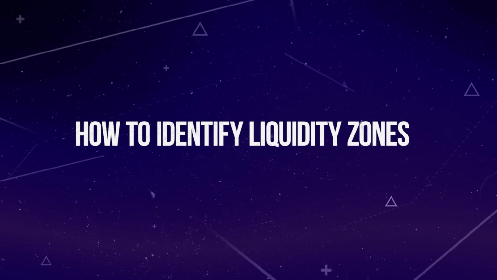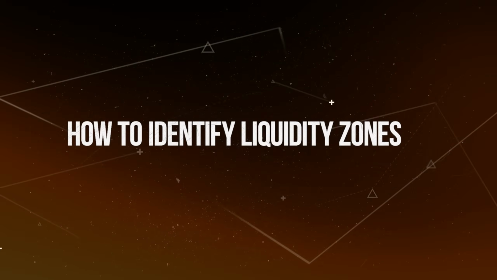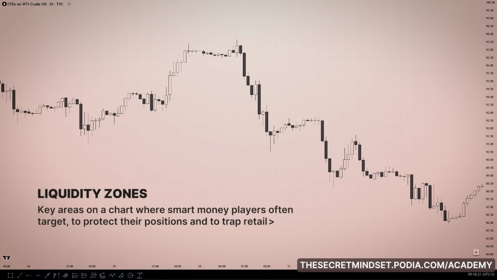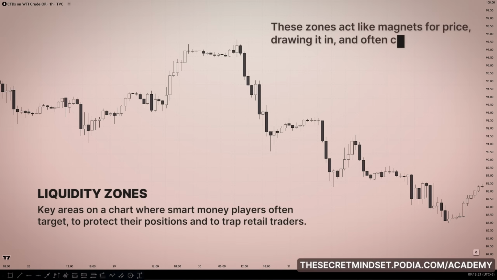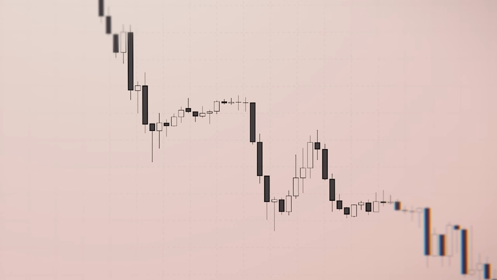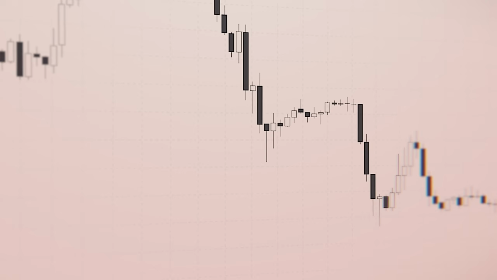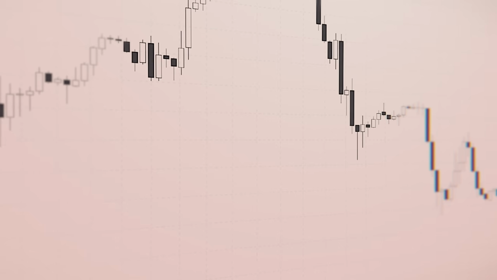So liquidity zones are key areas where smart money players often target to protect their positions and to trap other traders. These zones act like magnets for price, drawing it in and often causing significant moves. So let's talk about each type of liquidity zone and how smart money uses them to their advantage.